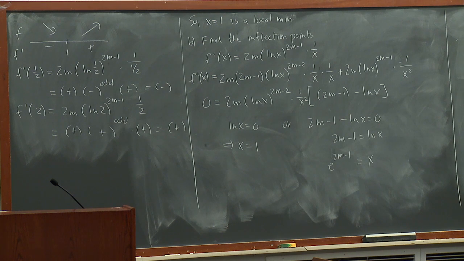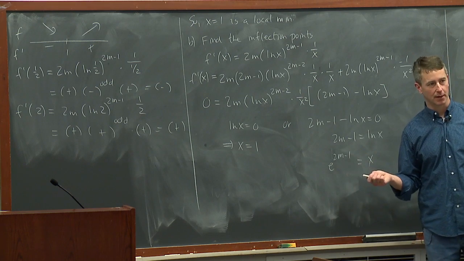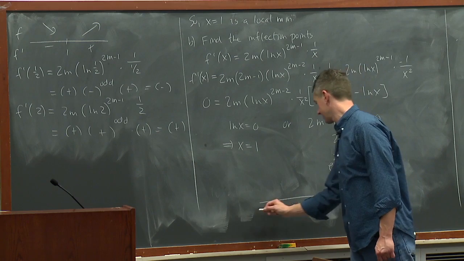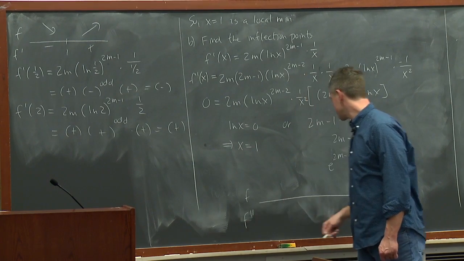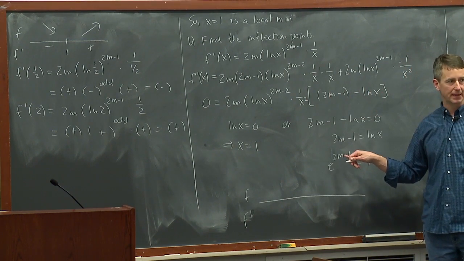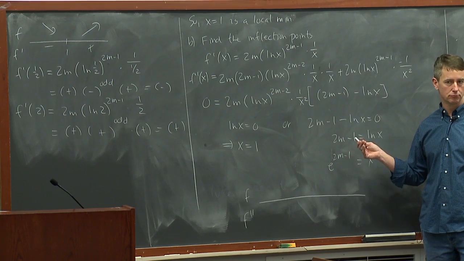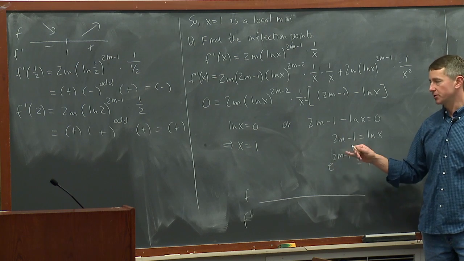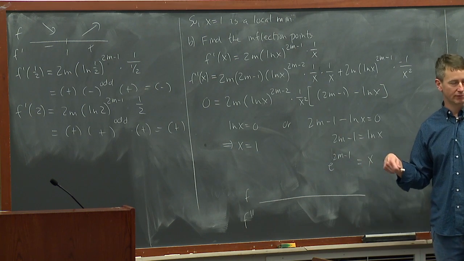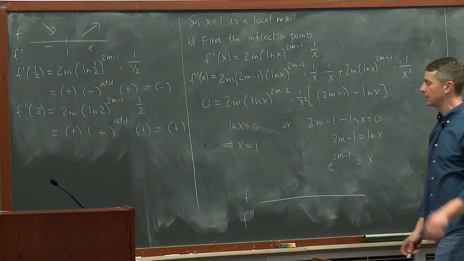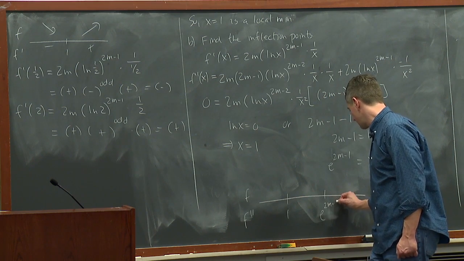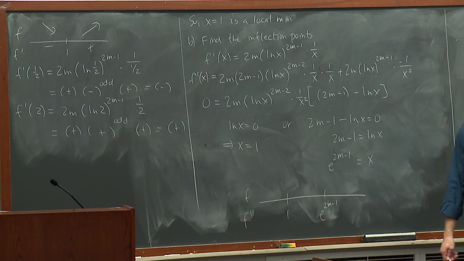Are these guaranteed to be inflection points? No, we have to do a number line. Which side of 1 will e to the 2m minus 1 go on, the left or the right? Because we know m is a positive integer, meaning the smallest m could be is 1. So the smallest this could be is 2 times 1 minus 1, which is 1. So the smallest this could be is e to the first power, which is 2.71828182845, dot, dot, dot. So we've got 1, and we've got e to the 2m minus 1. Lovely.